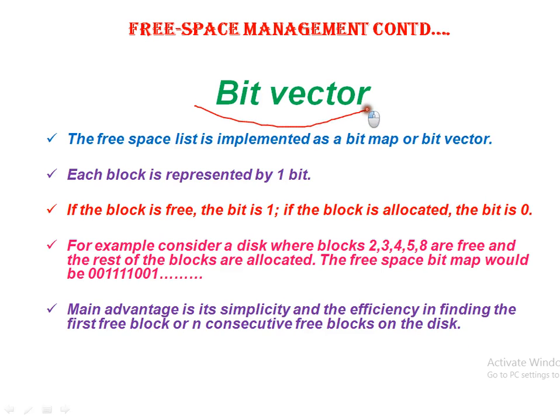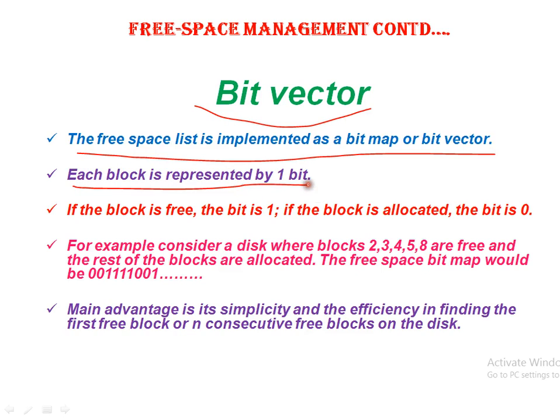First is bit vector. As the name suggests, a bit can be either 0 or 1. So here the free space list is implemented as a bitmap or bit vector. Each block is represented by 1 bit.